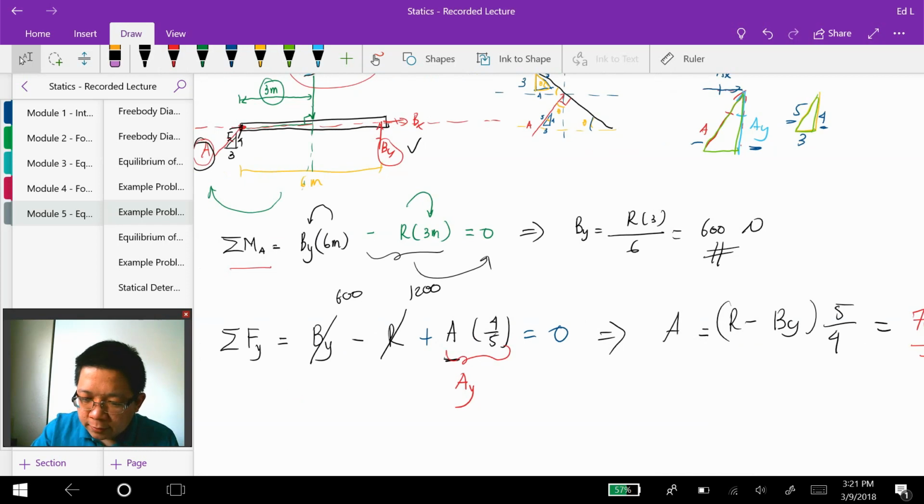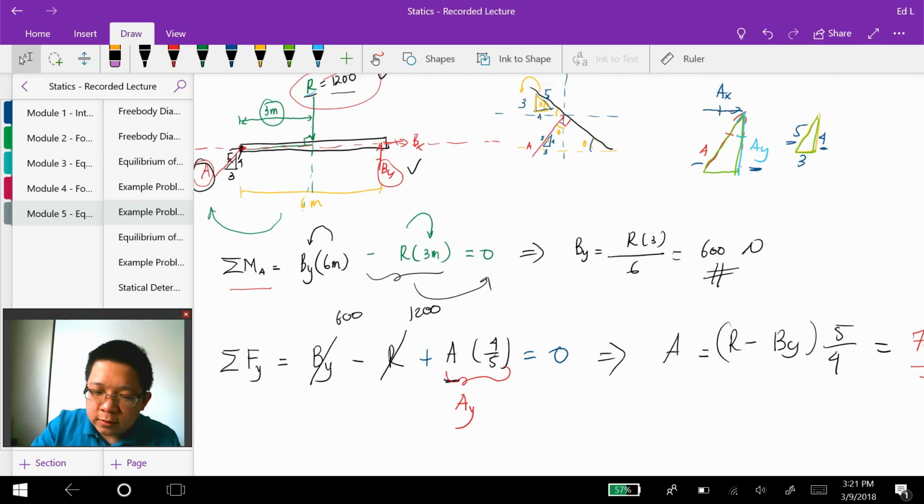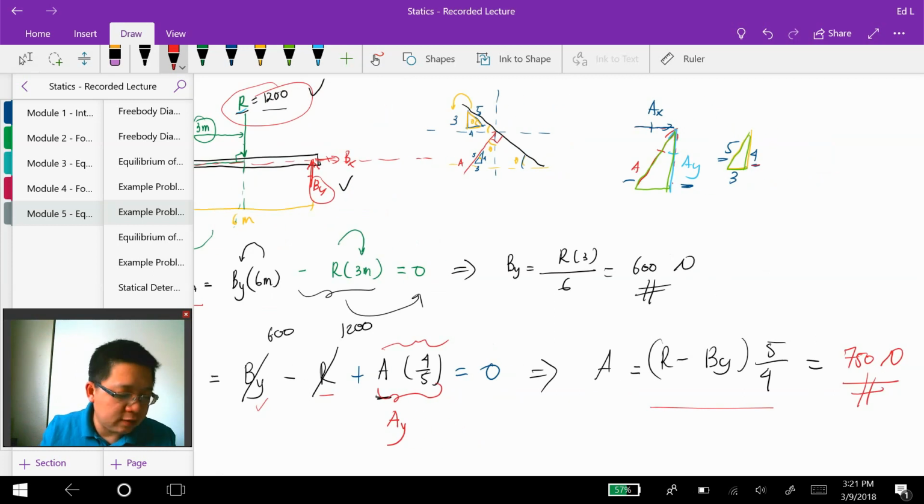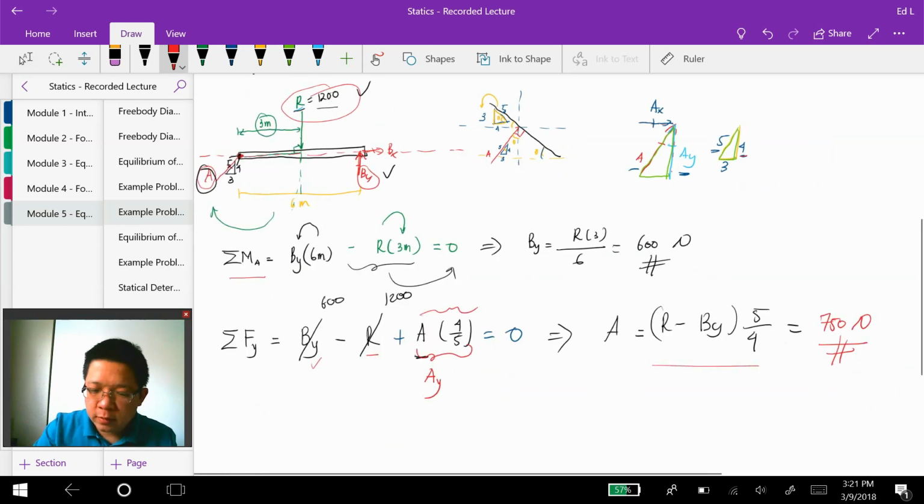So I repeat again that the sum of forces in the y consists of By positive because the force we assume is going up, and then R is negative because it's going down, and the y component of A is positive because we assume it's going up, and it's 4/5 times A. So based on these equations we can calculate A as follows. We obtain 750 Newton.